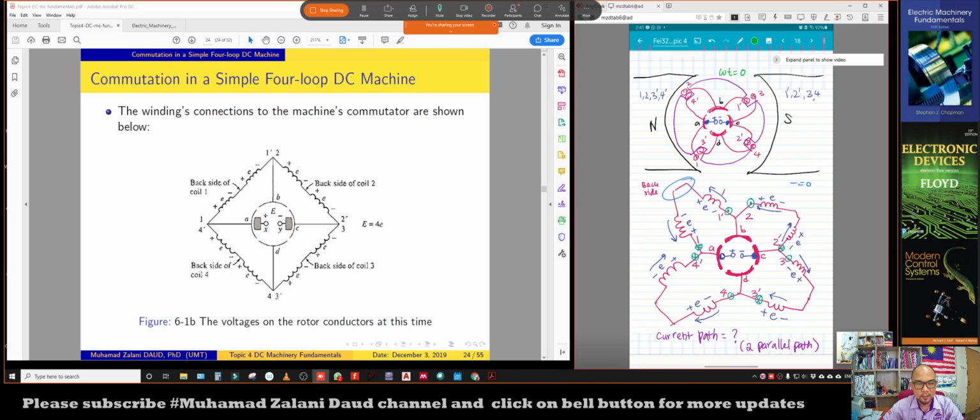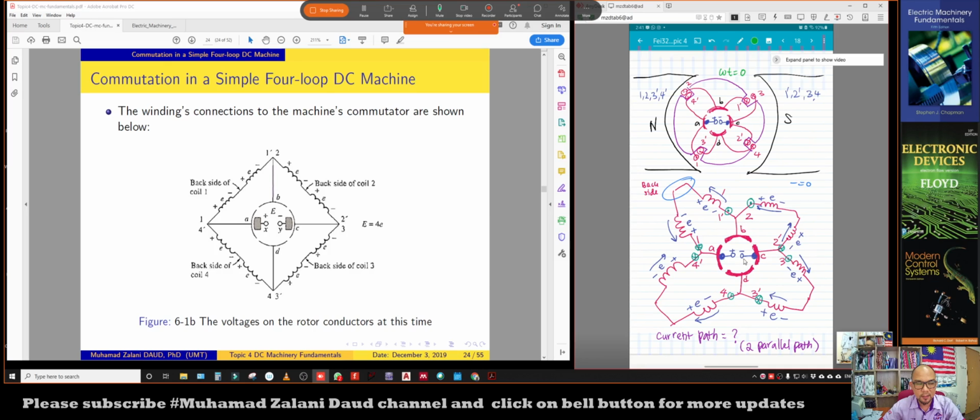The first set of winding connects segment B and A of this commutator. Similarly, from 4 prime to 4 connects A and D segments of the commutator, from 3 prime to 3 connects D segment to C segment, and from 2 prime to 2 connects C and B segments of the commutator.